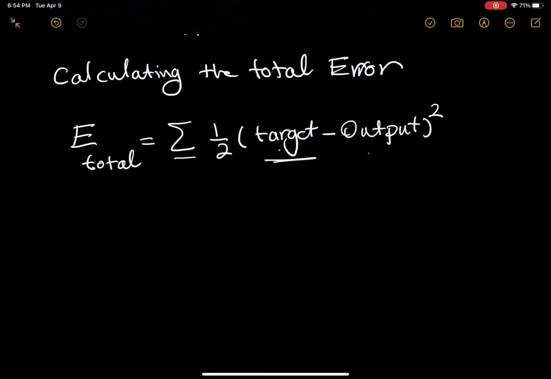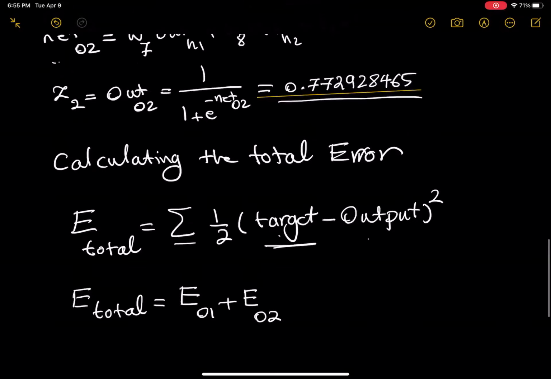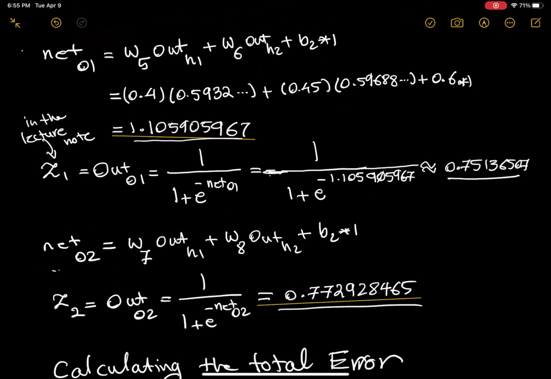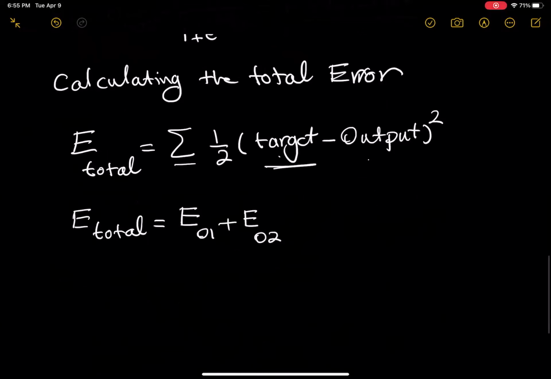So for that reason, I can write this one in a different way. E of total is equal to the amount of error that output 1 generates plus the amount of error that output 2 generates. Does it make sense? We generate two outputs here, output 1 and output 2. For each one of them, there is a discrepancy. So the total error is the summation of these individual errors.